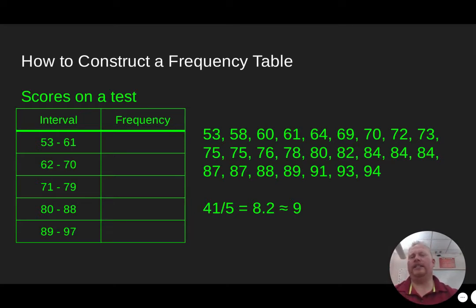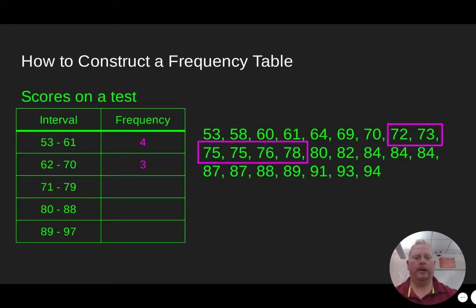Now that we've established our intervals, let's count how many are in each interval. From 53 to 61, it looks like there are 4 of them in there, so I put that as my frequency. For 62 to 70, it looks like there are only 3, so that's what I put. And for the next interval, it looks like there are 6 of them there.